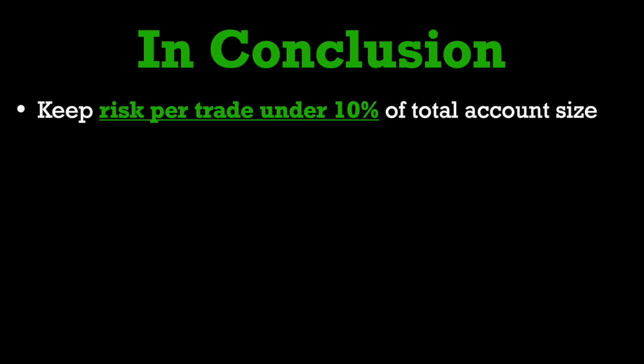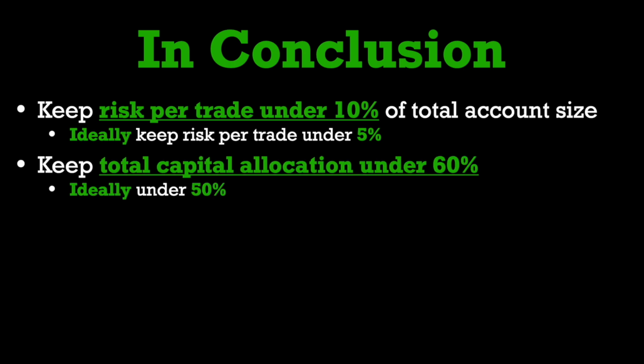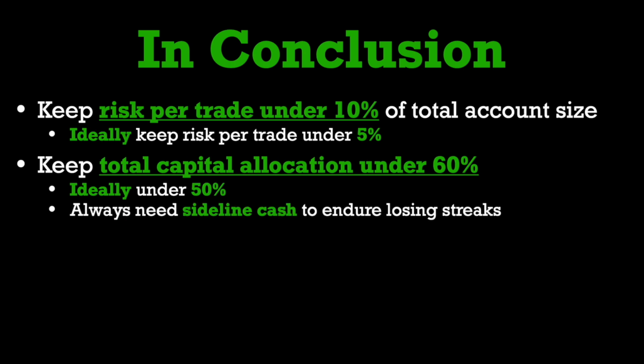So in conclusion here, no matter what kind of strategy that you're using, do always try and keep your risk per trade under 10% of your total account size. And when I say 10%, I mean 10% as an absolute maximum. Ideally, if you can keep it under 5%, that's where you really should be. And then also on top of that, I would not allocate more than 60% of your total account value across all the trades that you have on right now. Right? You always want to have some spare cash on the sidelines that you can use to endure and get through a bad losing streak.